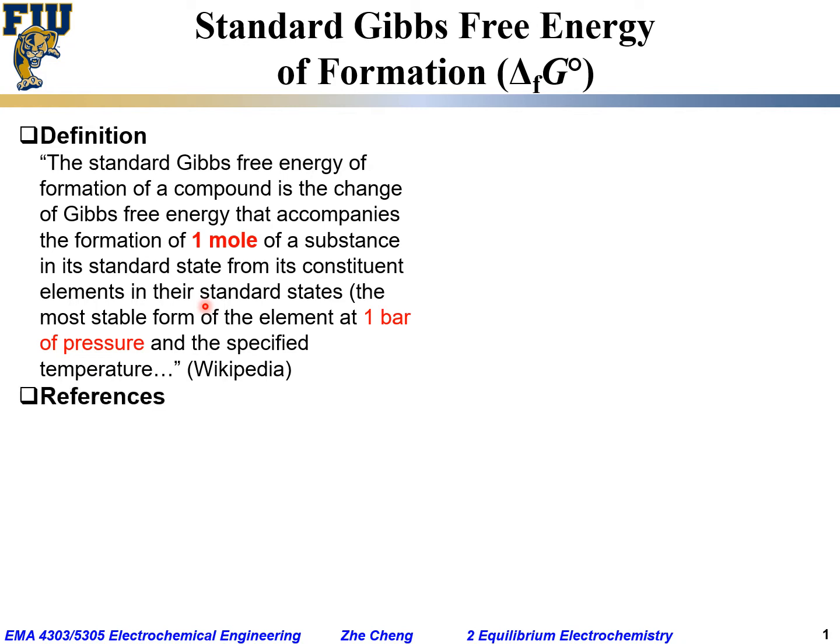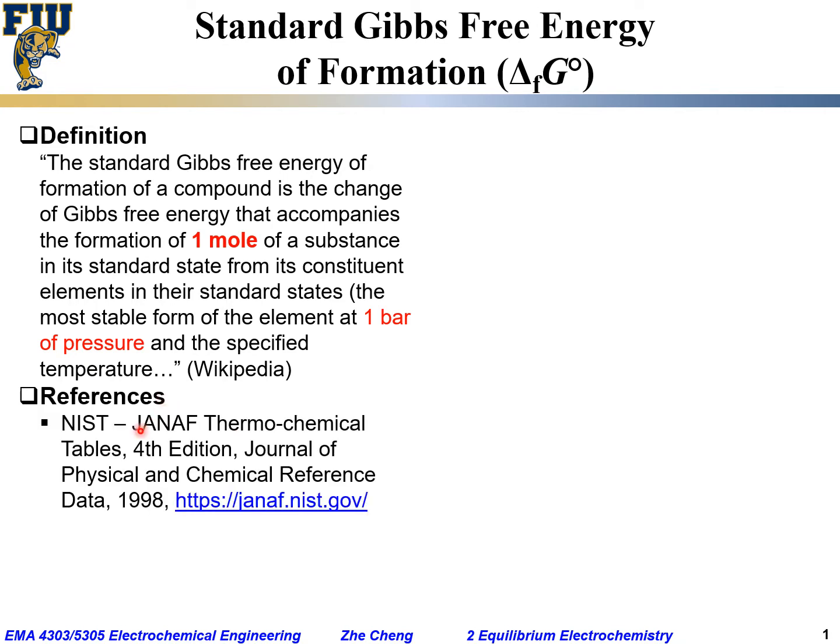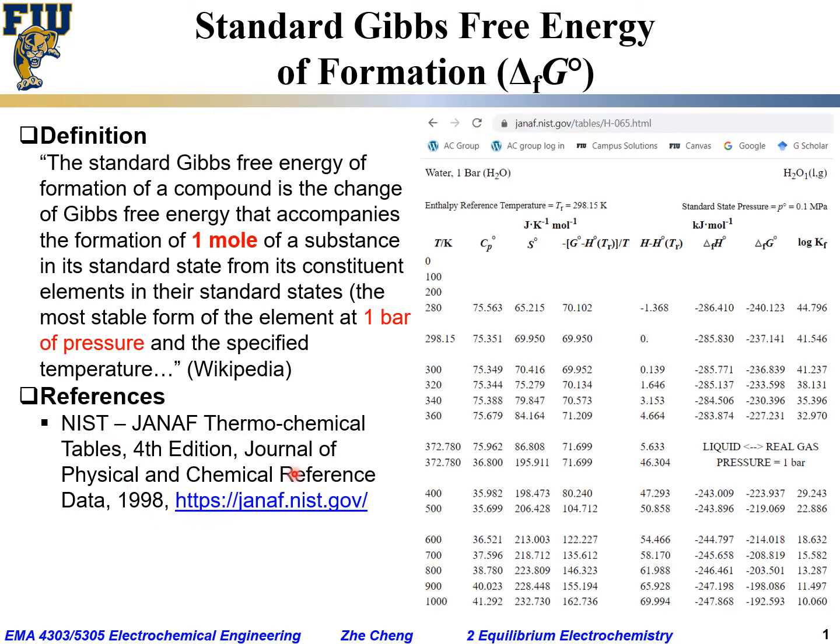So you may find these values for many compounds, not all, but many, in standard references, such as the so-called JANAF thermochemical tables by NIST, the National Institute of Standards and Technology. They have a website, and here I have a screen capture for one substance, which is water under 1 bar pressure.